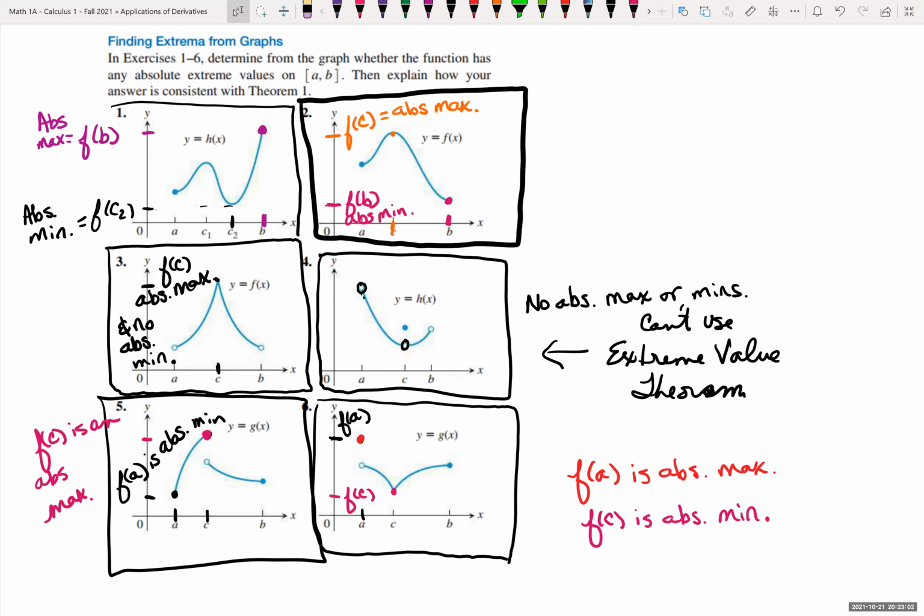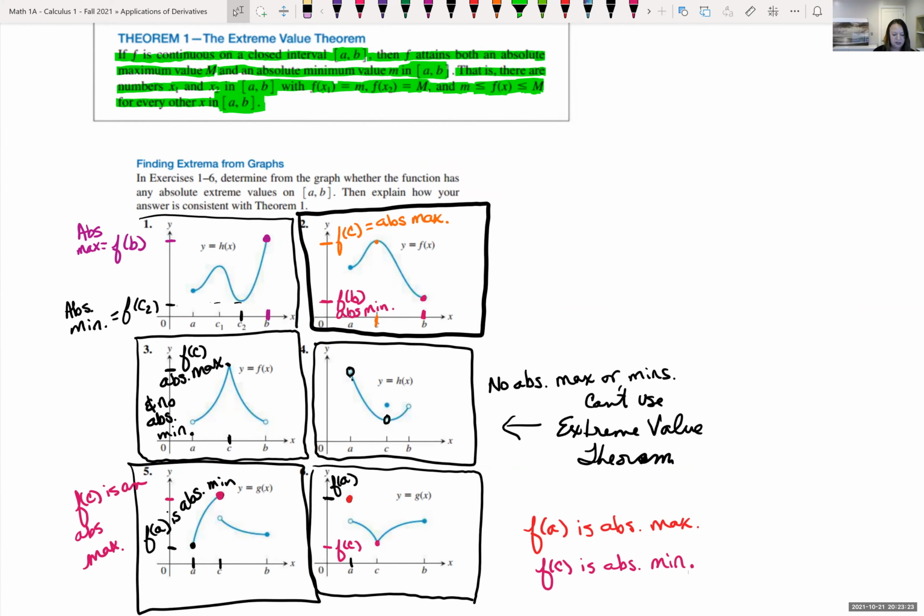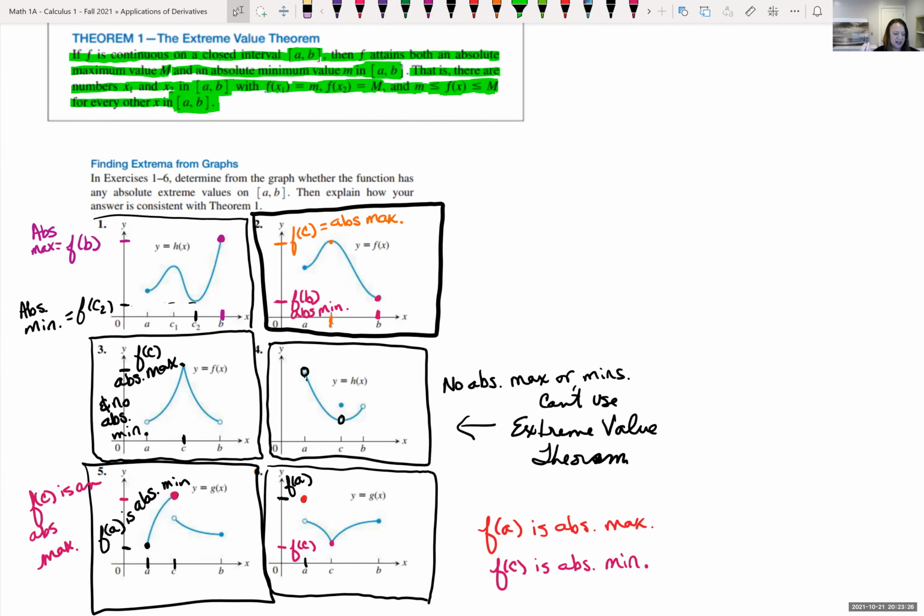Okay. But the discontinuity prevents it from being true, right? The discontinuity makes it so that that theorem doesn't hold true for that graph. So in order to use that theorem, it has to be continuous on a closed interval. But even though that theorem doesn't hold true for that graph, it doesn't mean that it doesn't have an absolute max or absolute min. That theorem is just guaranteeing that there is one if our function is continuous on a closed interval.